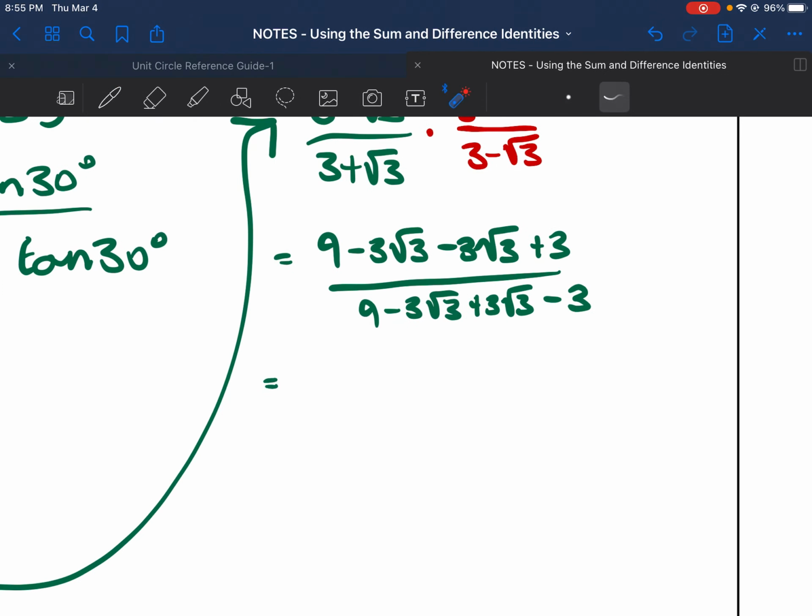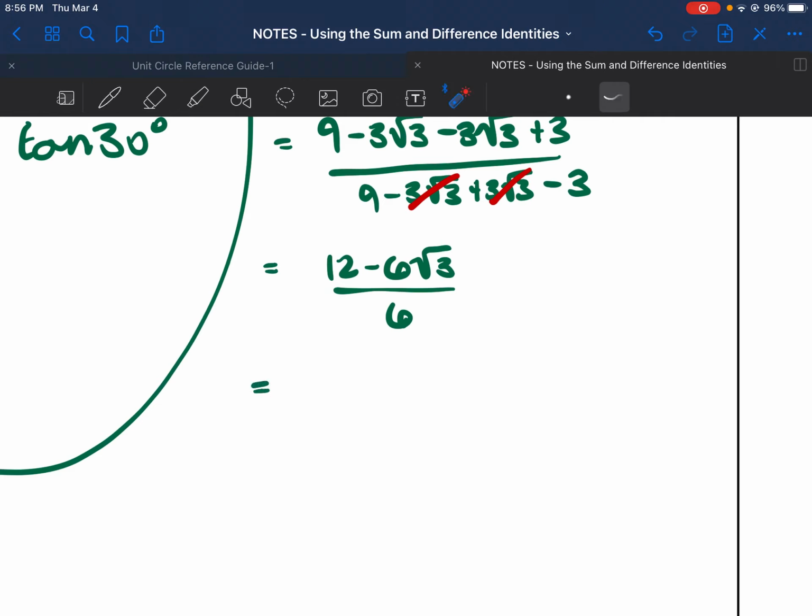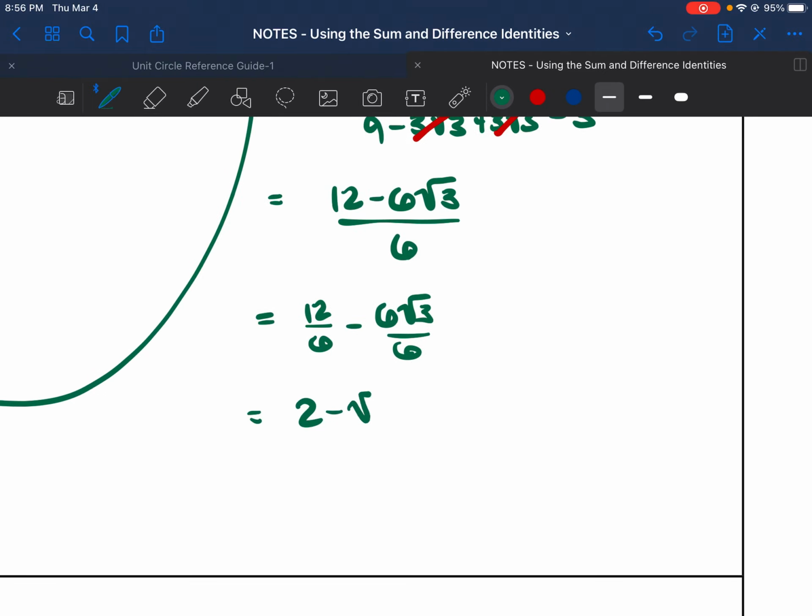And simplifying some things, in the numerator, 9 plus 3, that's going to give us 12. Negative 3 square root of 3 and negative 3 square root of 3, they have the same square root, so we add the numbers on the outside, that's going to be negative 6 square root of 3. In the denominator, notice negative 3 square root of 3 and positive 3 square root of 3 cancel. 9 minus 3 is going to give us 6. Okay, we're almost done simplifying here. Here we have 12 minus 6 square root of 3 on top. We have 6 in the bottom. Notice that both the 12 and the negative 6 square root of 3 can be reduced by 6. So this is really like saying 12 over 6 minus 6 square root of 3 over 6, which is 2 minus the square root of 3.